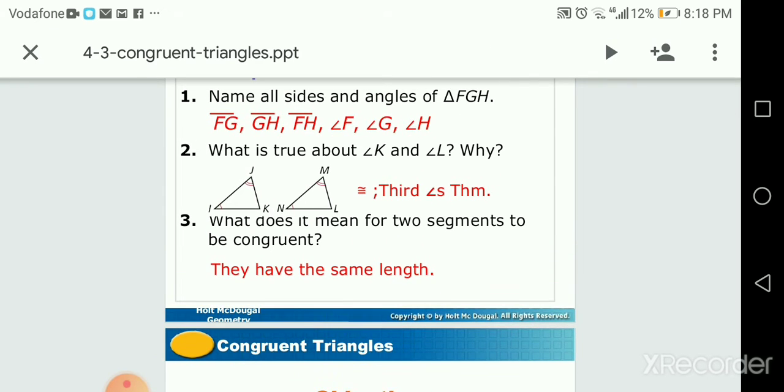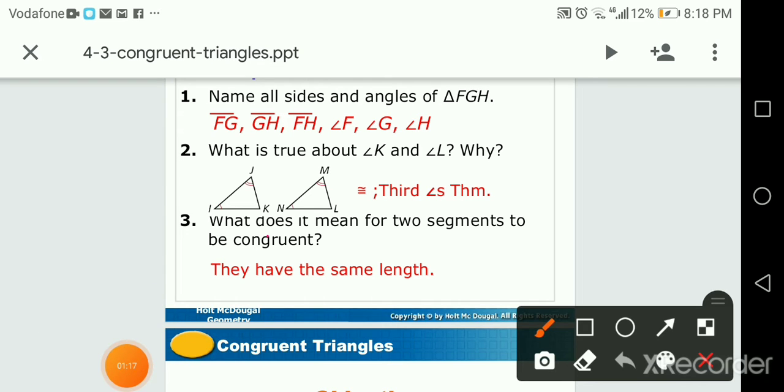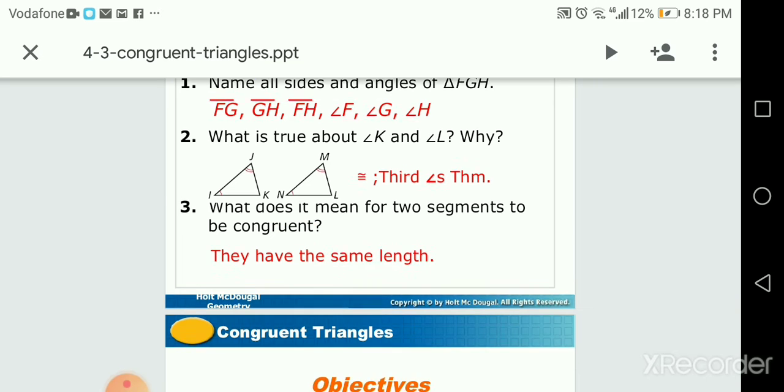What does it mean for two segments to be congruent? When they are congruent, it means that they have the same length, right? Okay guys, let's move on.